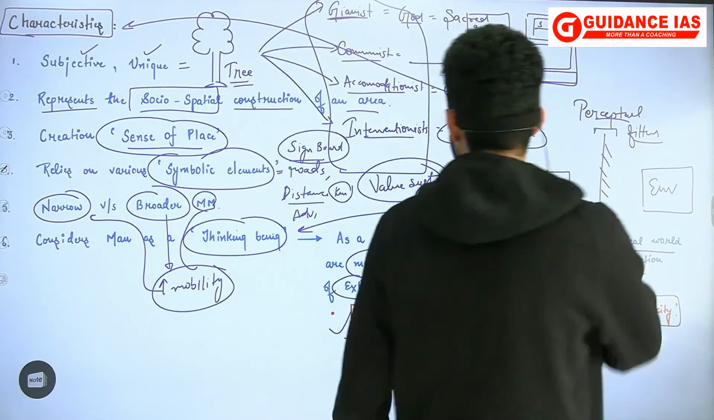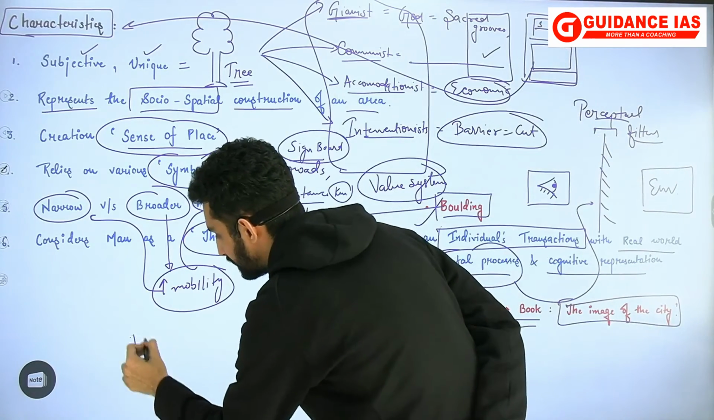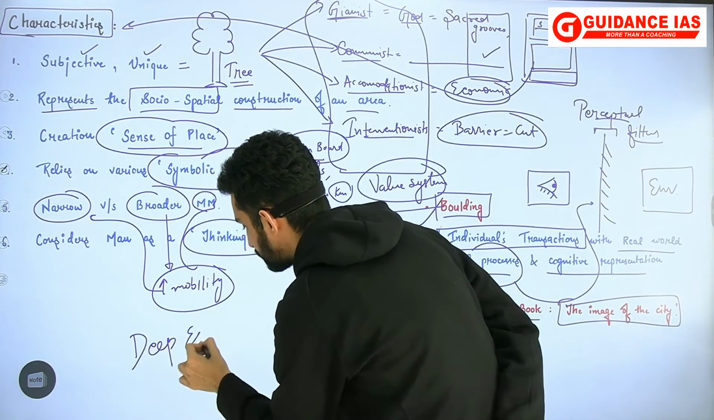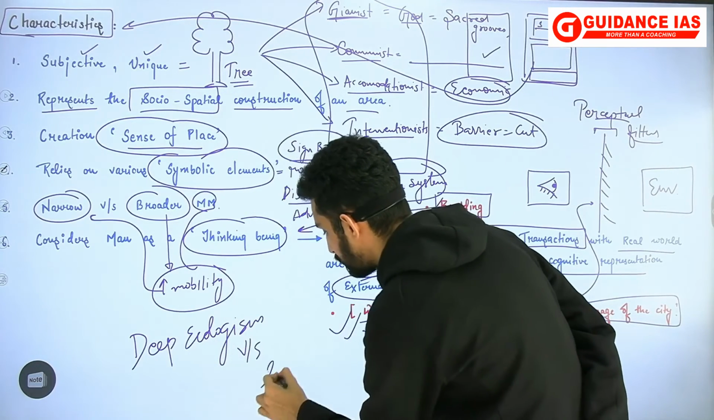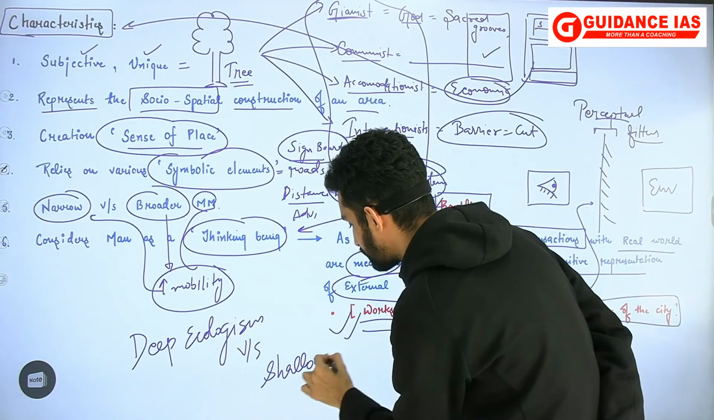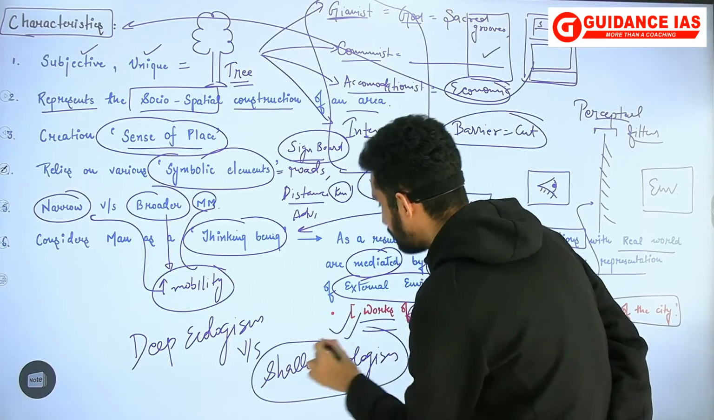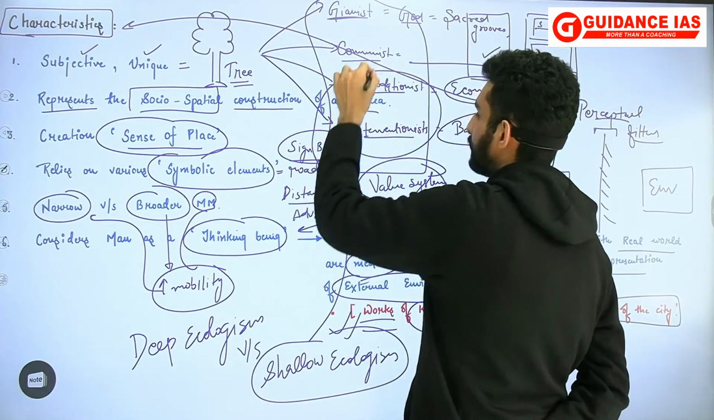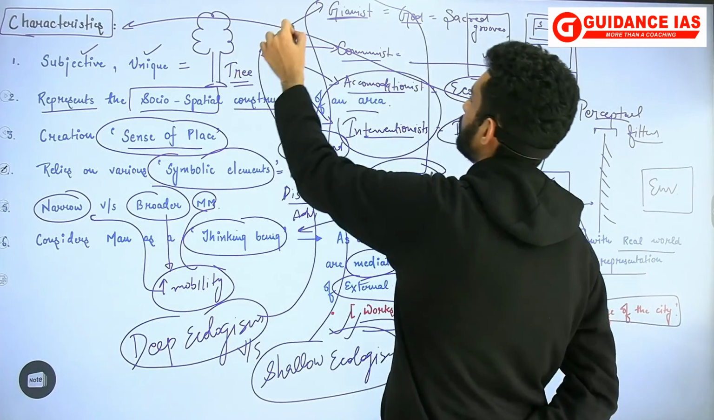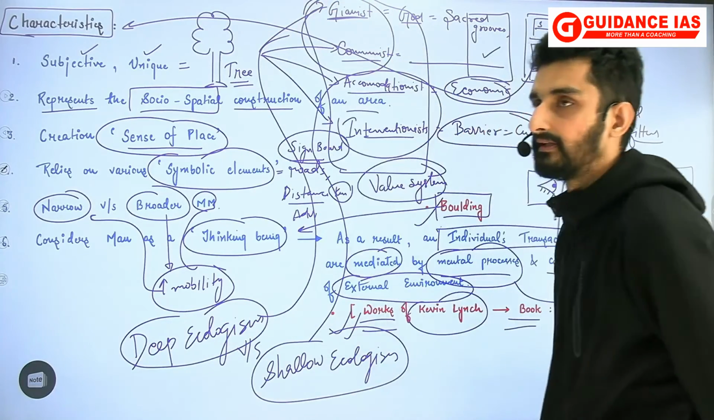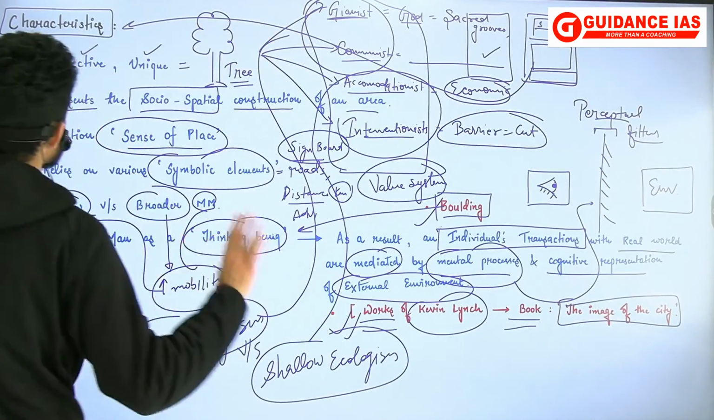And therefore in this year's current affairs, there were two terms in the news: one was deep ecologism versus shallow ecologism. So we can say that people from these two categories are following what? Shallow ecologism, and people from this category, deep ecologism, are following these two categories. I hope it is clear. So it is variable in both time and space, it is subjective, it is unique to individuals, etc. I hope it is clear.